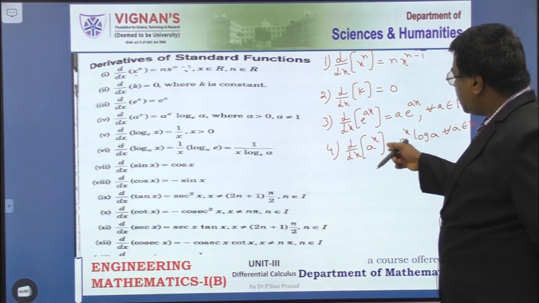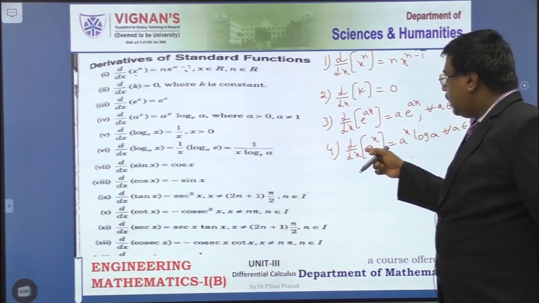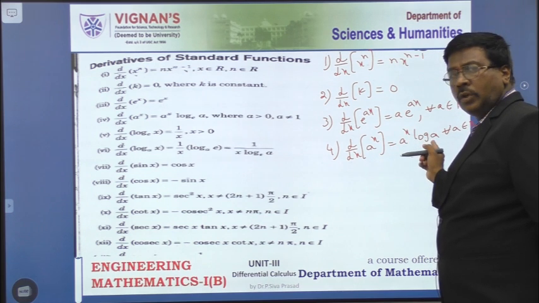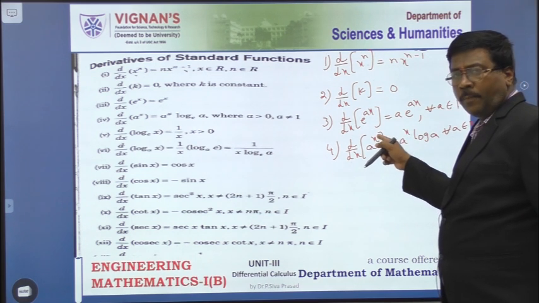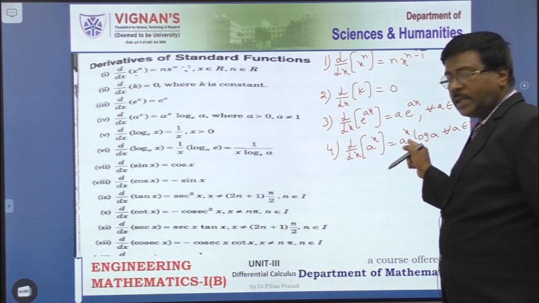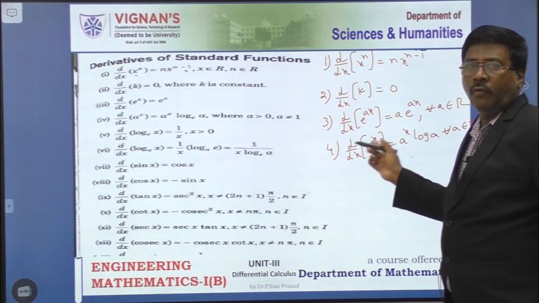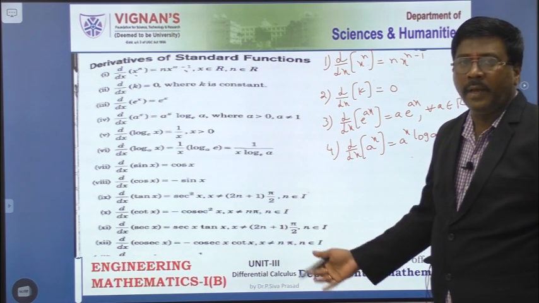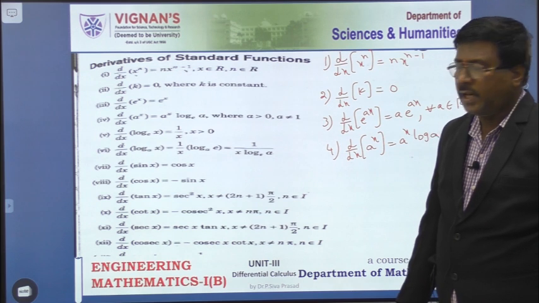So you have to practice these formulas: d by dx of 2 power x is equal to 2 power x into log 2. d by dx of 3 power x is equal to 3 power x into log 3. d by dx of 4 power x is equal to 4 power x into log 4. You have to practice these formulas in this way only. Then automatically the derivative part will be very easy.